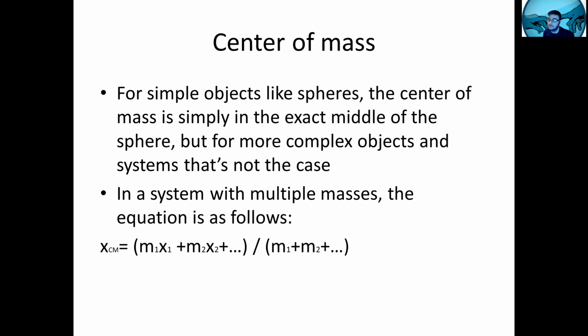So in a system that has multiple masses, the equation is as follows. This equation doesn't come up too often, but this is the equation for center of mass. x_cm, where cm is center of mass, is the location of the center of mass. It's equal to the mass of object 1 times the location of object 1, plus mass of object 2 times location of object 2, and so on, mass 3, location 3, whatever, right? And then all of that divided by mass 1 plus mass 2, plus mass 3, mass 4, and so on, okay?